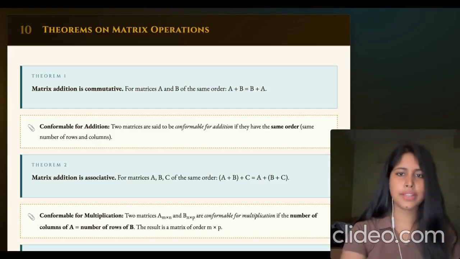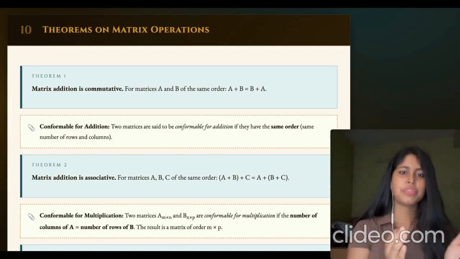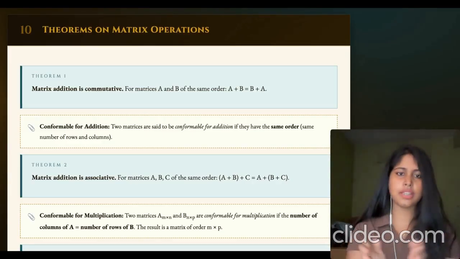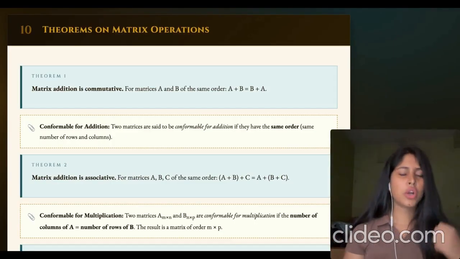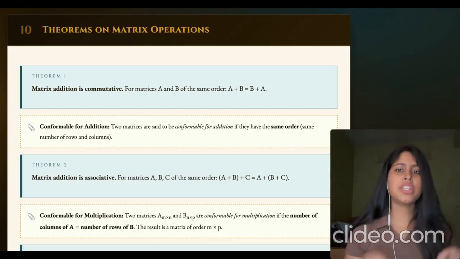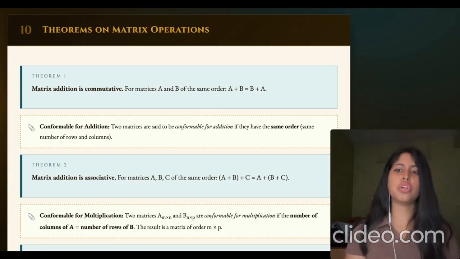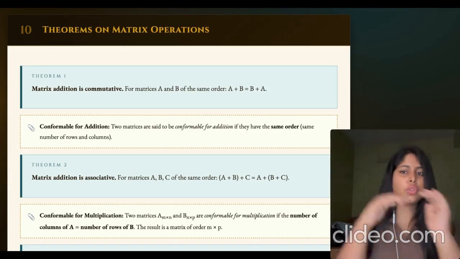Now coming to the next theorem, matrix addition is associative. What is associative? That is, A plus (B plus C) is equal to (A plus B) plus C, where B plus C is in the bracket. So matrix addition is associative. Now coming to theorem 3, matrix multiplication is associative, which means that (AB) into C is equal to A into (BC).